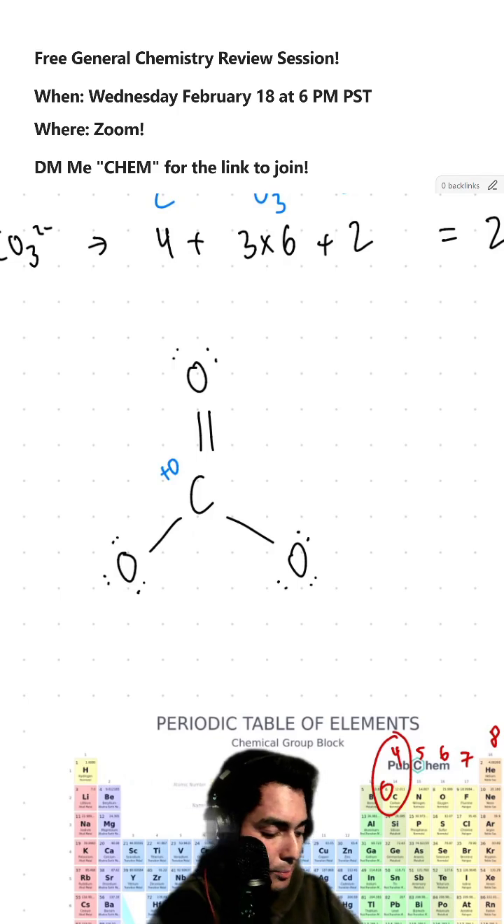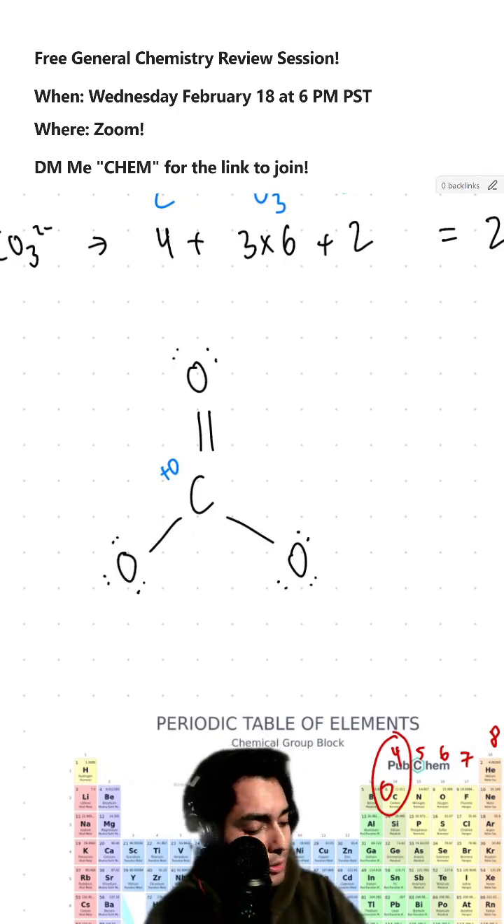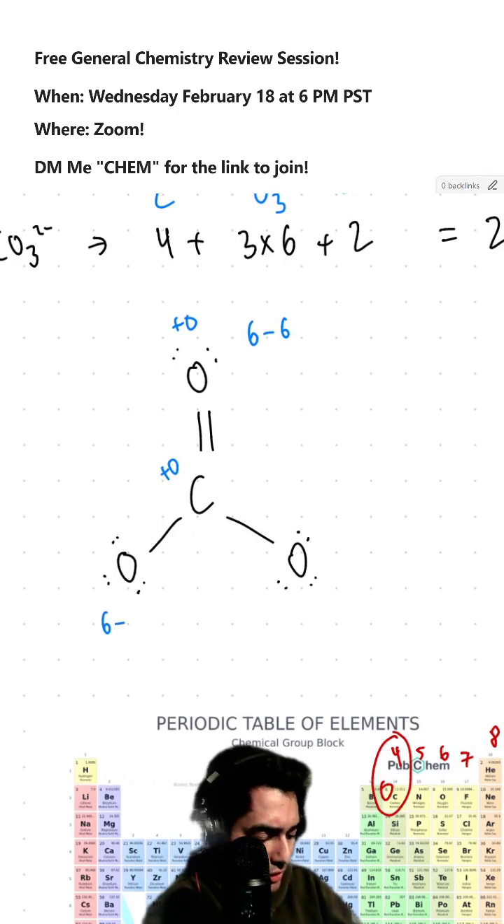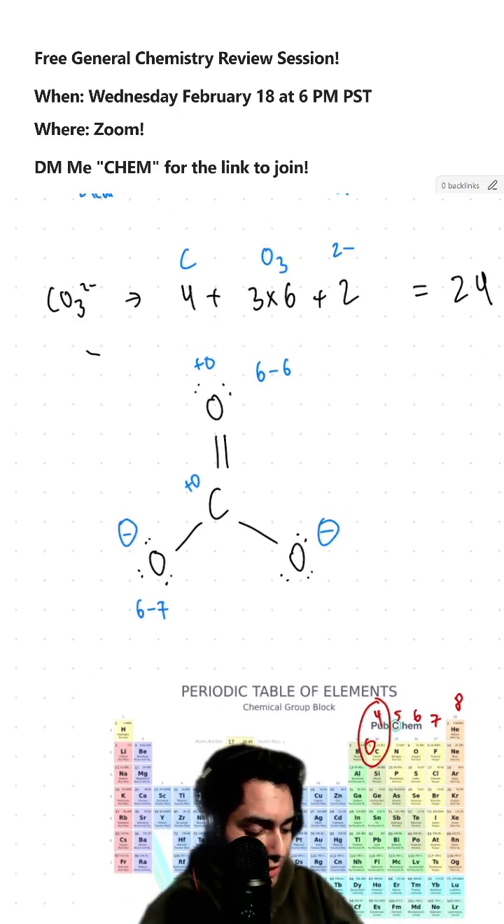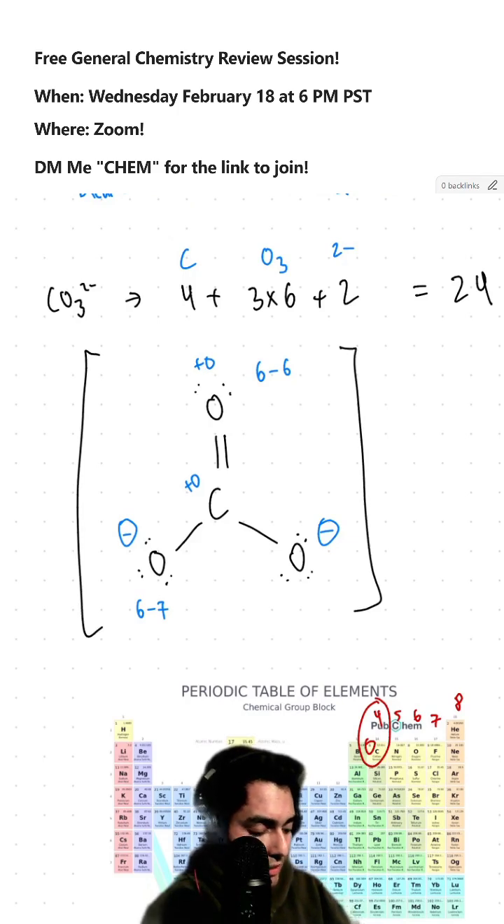If I repeat that process, I'm going to let you do this another time. But if I repeat that process, I'm going to have 6 minus 6 here equals plus 0. I'm going to have 6 minus 7 equals minus 1 here. So I'm going to put a minus charge on this oxygen and then a minus charge here, okay? I know I'm going super duper fast, but I just want to get through as many as I can. Overall, I have plus 0, minus 1, minus 1, overall minus 2.